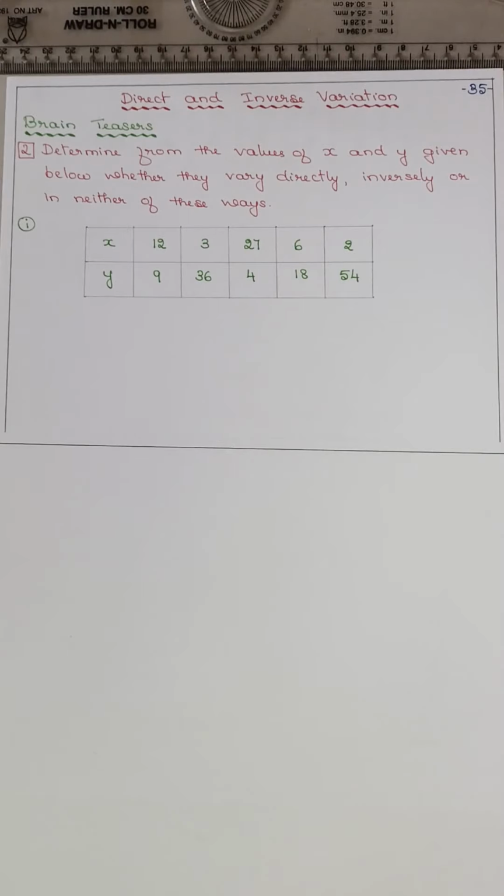We are discussing the brain teasers of direct and inverse variation. Now coming to the second question: determine from the values of x and y given below whether they vary directly, inversely or in neither of these ways.